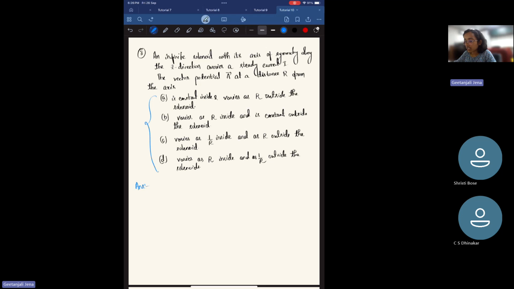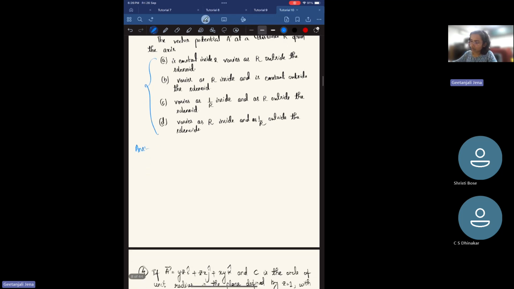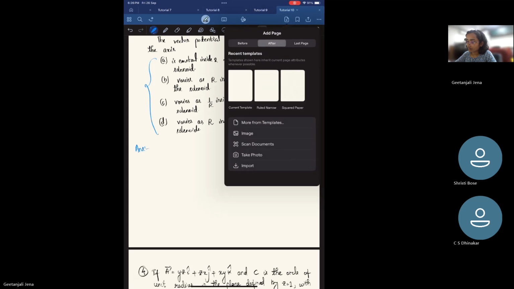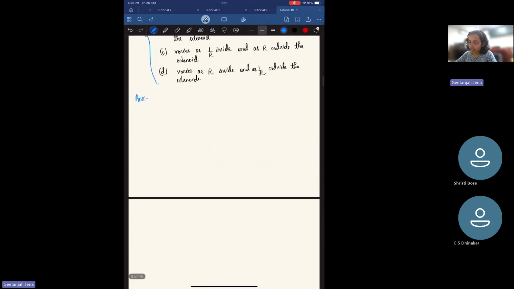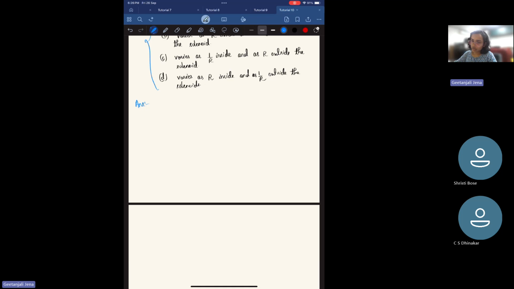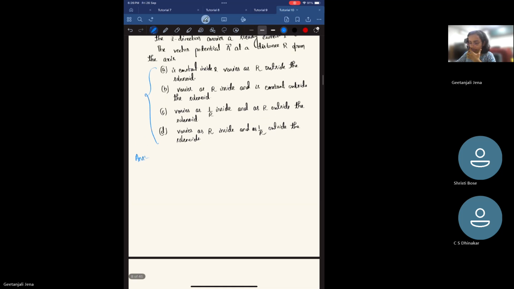One is it is constant inside, and 1 by R outside. For option B, it is directly proportional to R inside and is constant outside. For option C, it is varying as 1 by R inside, and outside it is directly proportional to R. And for D, it is directly proportional to R inside and proportional to 1 by R outside. So for this, I think you can easily guess what form you need to take. Yes, I think it's option D.